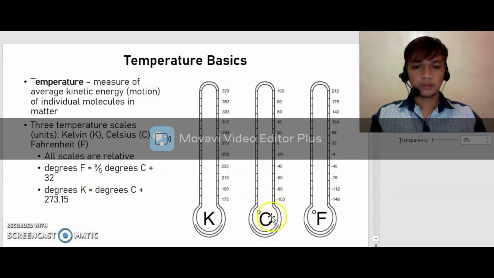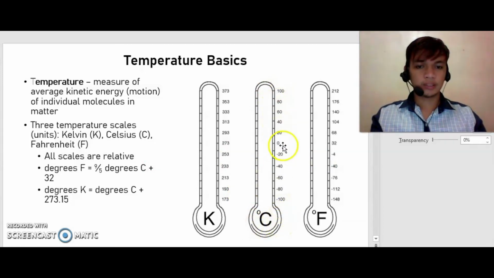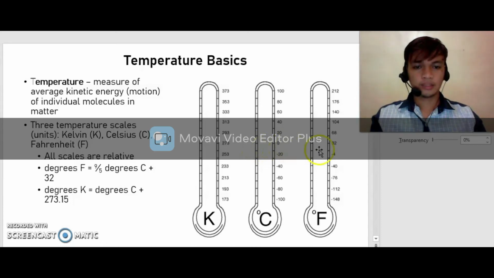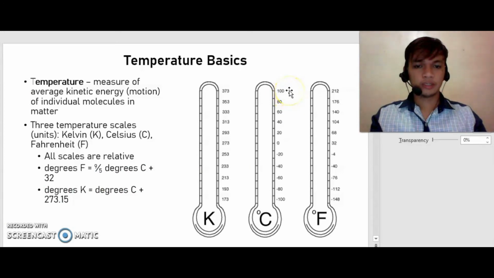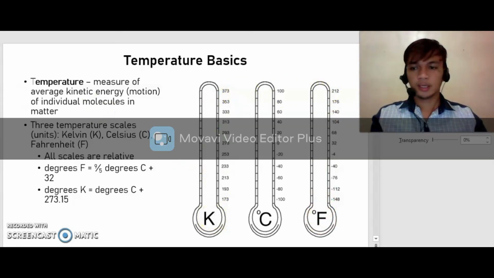So if we're going to look at this temperature scale, at 0 degrees Celsius, which is the freezing point, that is equal to 273.15 Kelvin, and that is also equal to 32 degrees Fahrenheit. And the boiling point of water, which is 100 degrees Celsius, equals 212 degrees Fahrenheit and 373 degrees Kelvin.